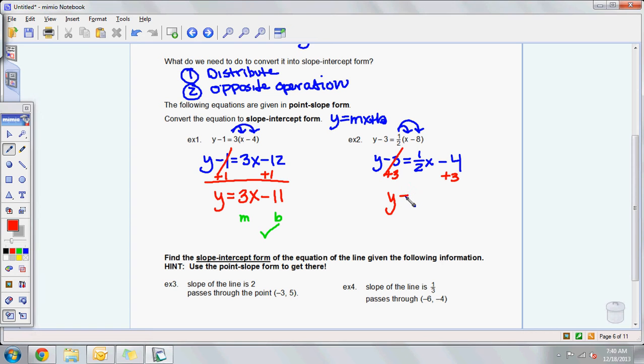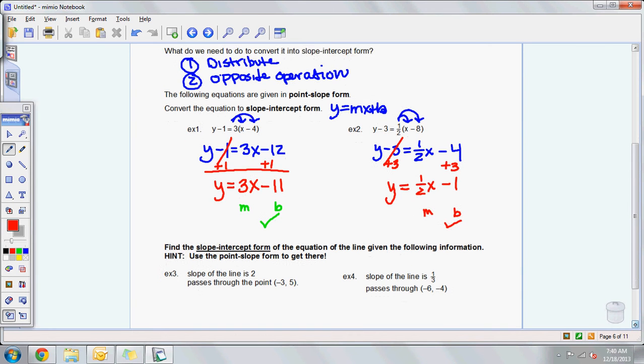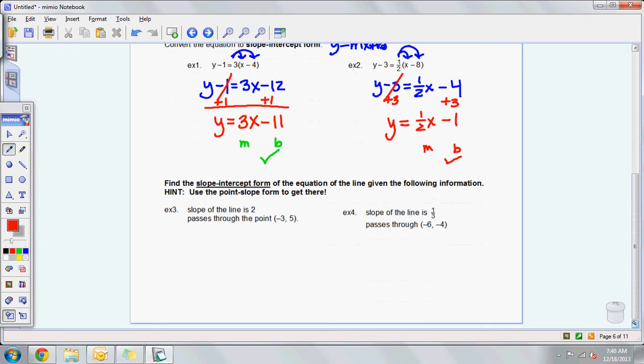So we have y equals 1/2 x minus 1. So we have our m, we have our b. It's in slope-intercept form. Okay, so now for the fun part. That was just converting it.